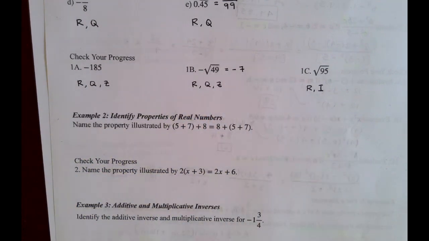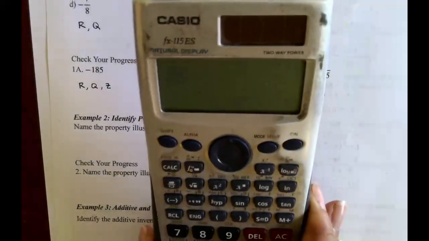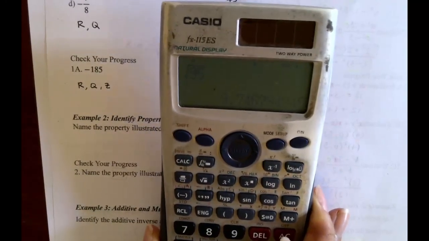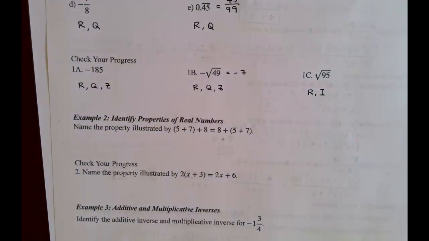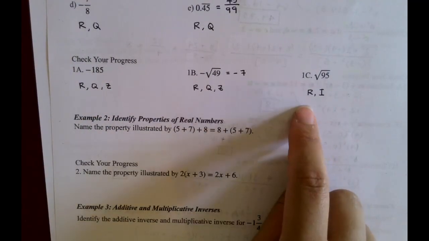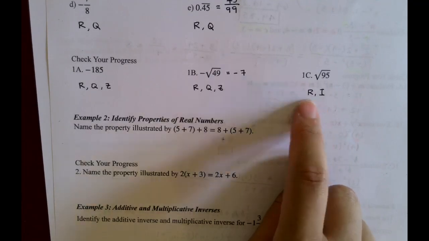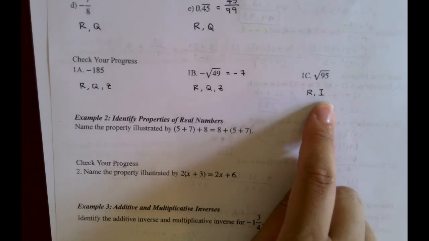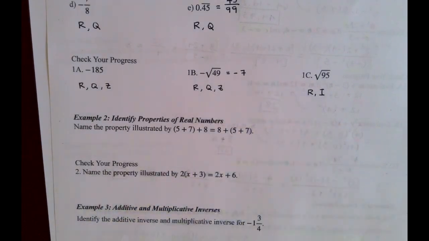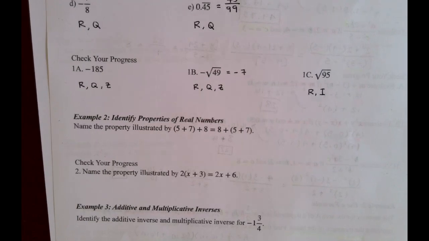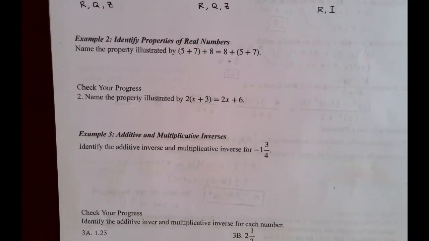1c, square root of 95, it is not a perfect square, which means that it's a decimal that keeps on going forever and ever. No repeats, no pattern. So even though it's part of our real number family, because it's not a square root of a negative number, it, however, cannot be written as a ratio, and so that's why it is irrational. So that's 1A, 1B, 1C. Moving on to example 2.